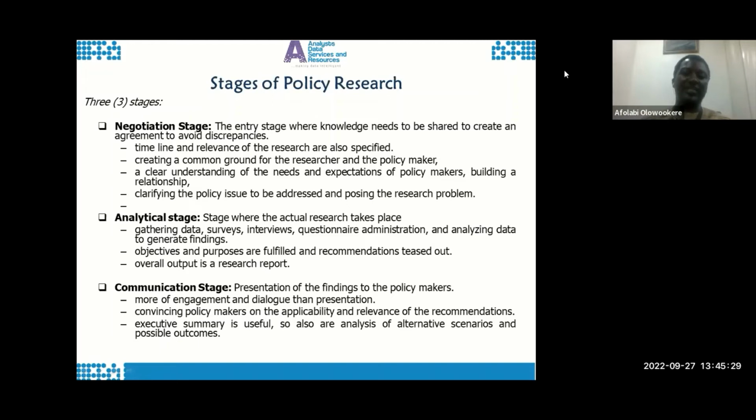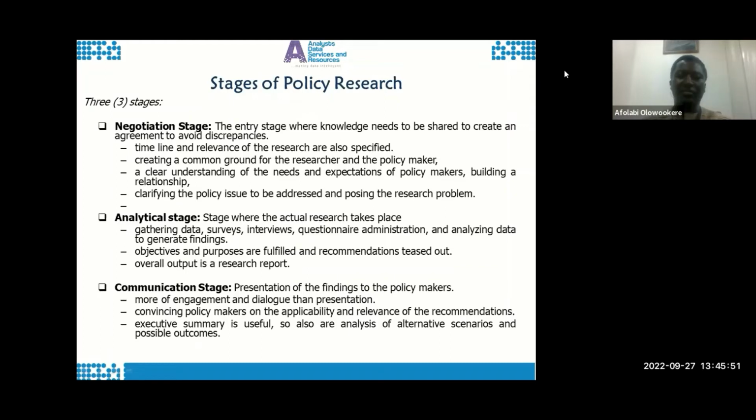There's the analytical stage, which is the core research. Gather data, survey, interview, analyze data, address the objective of the study. In other words, making what you have heard at the negotiation stage empirical, or making it as objective as possible. And then the last one is the communication stage.